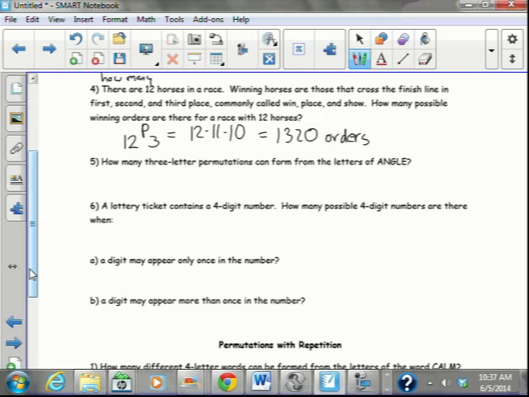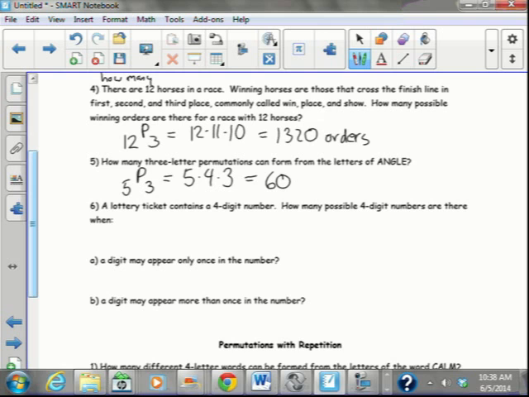How many 3-letter permutations can be formed from the letters of ANGLE? So ANGLE has 1, 2, 3, 4, 5, so you've got 5 letters. You want to know how many 3-letter options. Well, you have 5 for the first one, 4 options for the second one, and 3 options for the third one. So 5 times 4 times 3, you come up with 60.